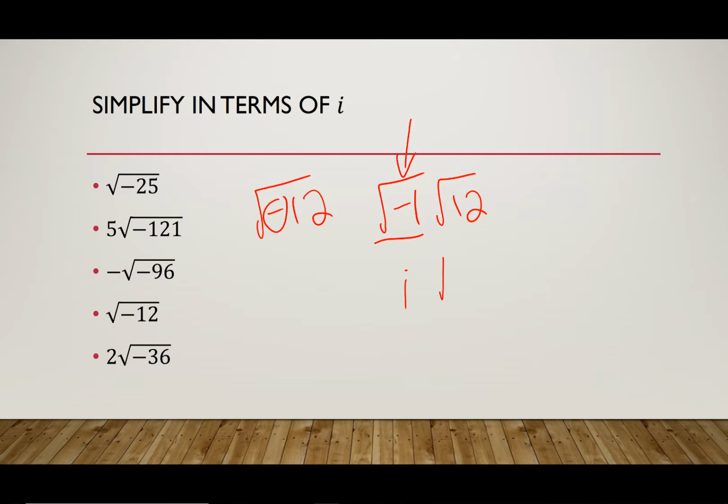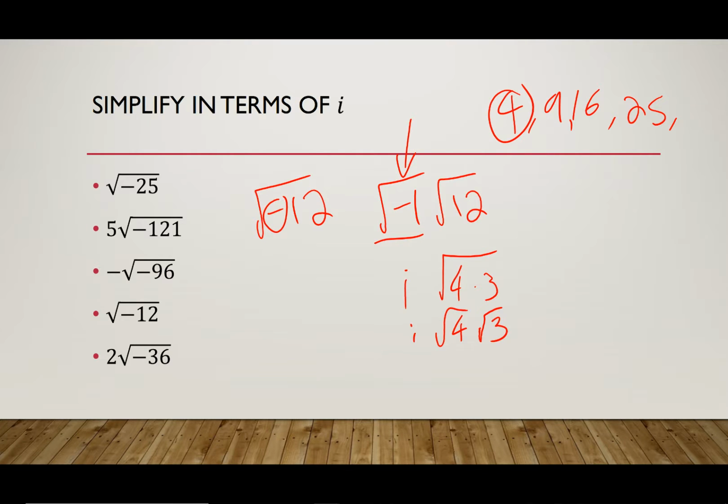The square root of 12, well, 12, remember, is not a perfect square, but I can think of a perfect square that goes into 12, and that's 4. 4 goes into 12, right? It's 4 times 3. So square root of 4, square root of 3. Don't forget the I still chilling out there. Square root of 4 is 2. And the square root of 3 cannot simplify. So our cleaned up final answer is 2I square root of 3.